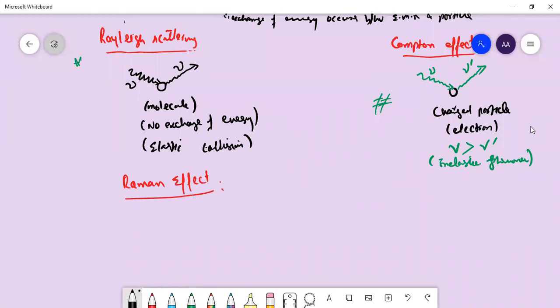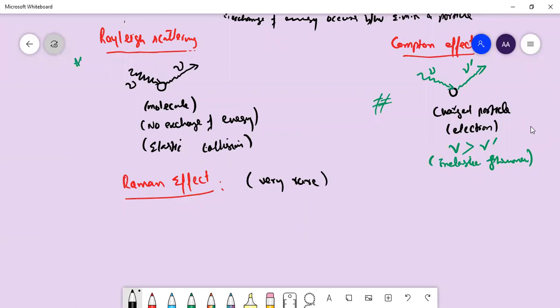Now we have seen that Rayleigh scattering is an elastic collision. We have an elastic collision, and here there is no exchange of energy between the electromagnetic radiation and the molecule. Now from this Rayleigh scattering, the Raman effect arises. The Raman effect occurs only in very rare cases, and I can say the Raman effect is very rare.